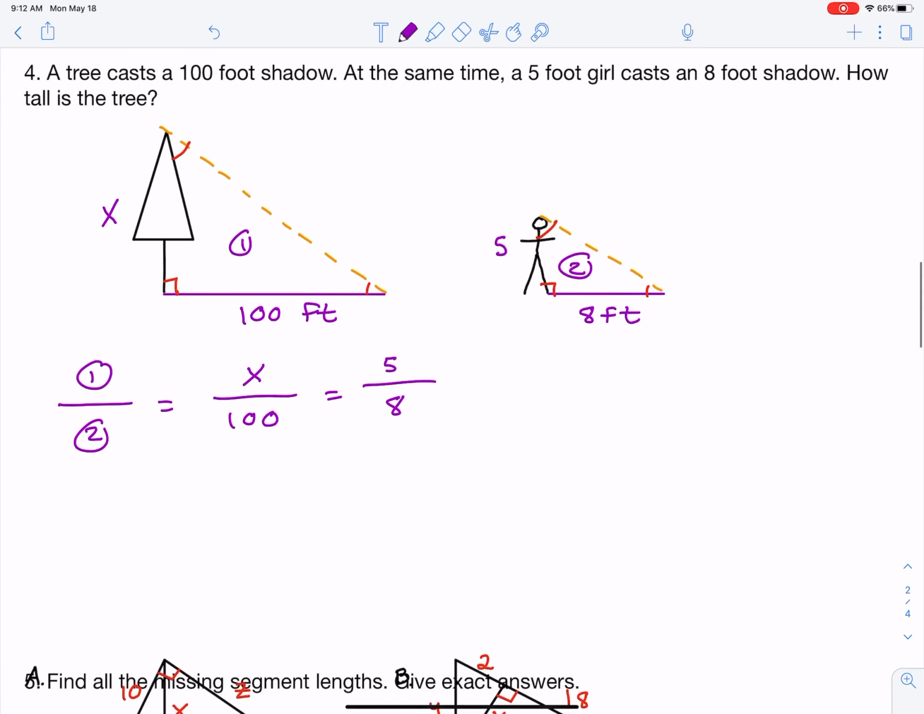So let's solve this. 8 times x is 8x. 5 times 100 is 500. Dividing both sides by 8, I get 500 divided by 8. I'm going to put that into a decimal. 500 divided by 8 is 62.5 feet. So the tree is 62.5 feet.